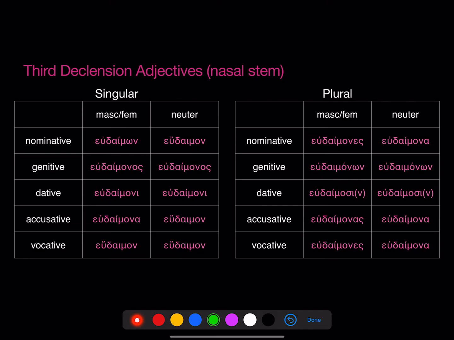So let's look at a third declension adjective, eudaimon, eudaimon. It's a nasal stem, and it has one set of endings for masculine and feminine, one set of endings for neuter. Okay? If we want to find the pure stem, there it is. You can see there's its nasal ending, that nu. So there's the pure stem.